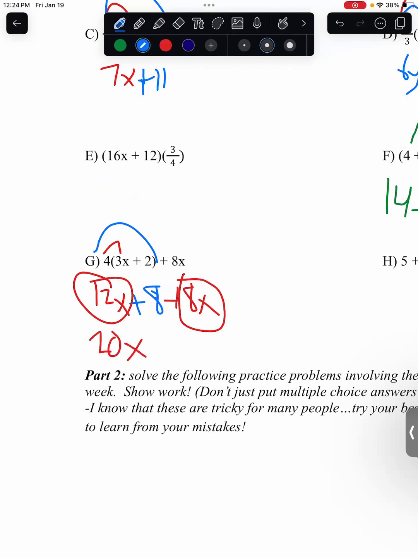Right, so you've got 12 x's, you've got 8 x's. Now you've got 20 x's. So it's 12 pencils plus 8 pencils, if you pretend that x is pencils, plus 8 ones. And you can't combine that because those are not the same kinds of things.